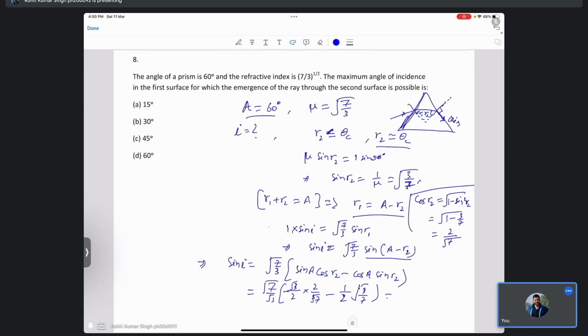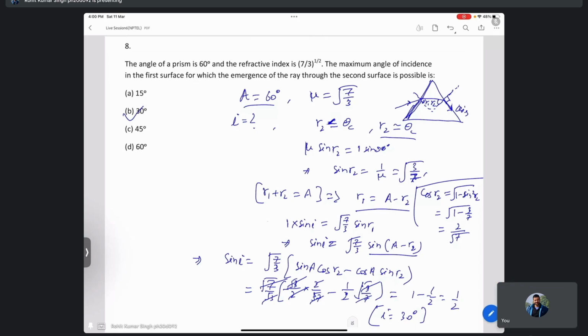Here this 7 cancels this 7, and what remains, this 2 cancels, 3 cancels, 3 here cancels, so 1 minus half, right? Just half. So I is 30 degrees, right? Okay.